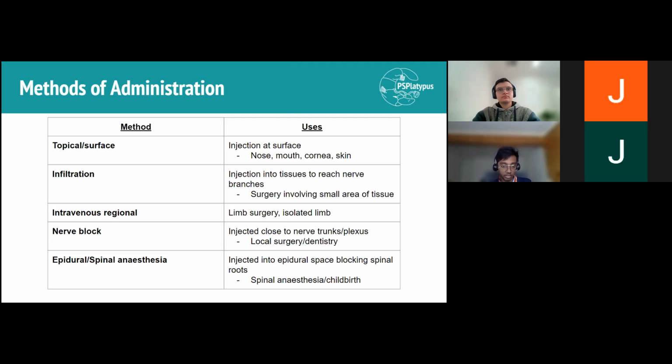Epidural or spinal anesthesia is in your central nervous system, which is surrounded by layers of dura mater, and you can inject it into the epidural space, which will block the spinal roots directly, and that's for stuff like childbirth or more severe procedures.